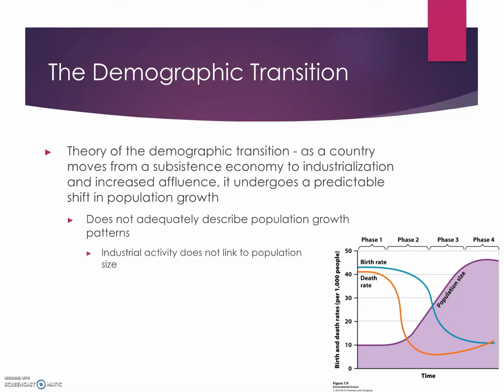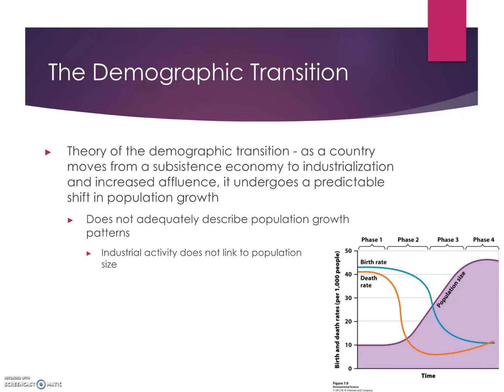So before 1600, global population growth was about 0.1%. It took about 700 years for the population to double. As we increased technology, healthcare, and sanitation, by 1965, it only took 42 years to double. Predicting that Earth's population will level off in 2100, we're not sure about that. But this theory of demographic transition is as a country moves from a subsistence economy to industrialization and increased affluence, it undergoes a predictable shift in population growth.